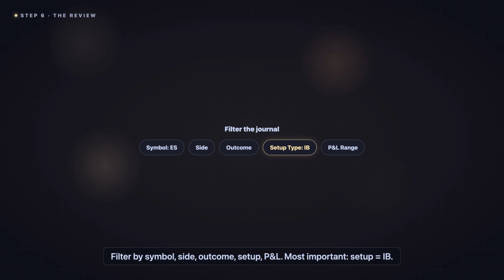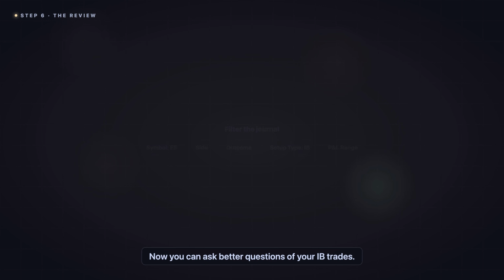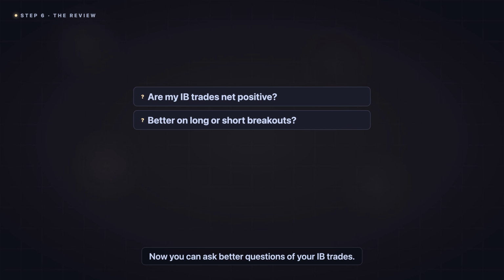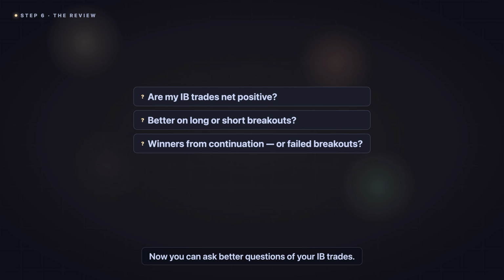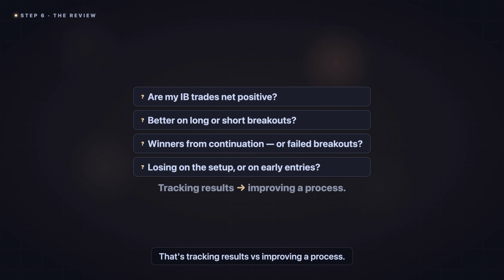IB. This lets me ask better questions. How are my initial balance trades performing? Am I better on long breakouts or short breakouts? Are my winners coming from clean continuation or from failed breakouts and rotations? Am I losing because the setup doesn't work or because I'm entering before acceptance? That's the difference between tracking results and improving a process.